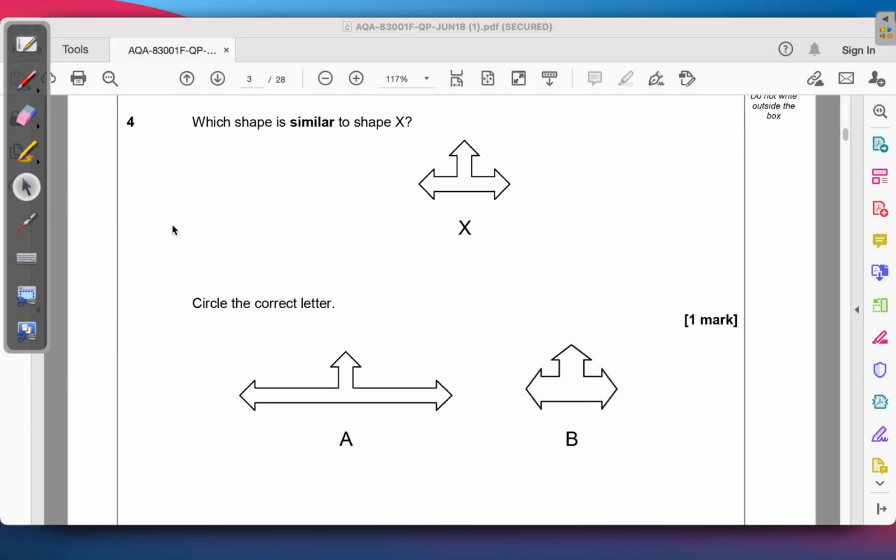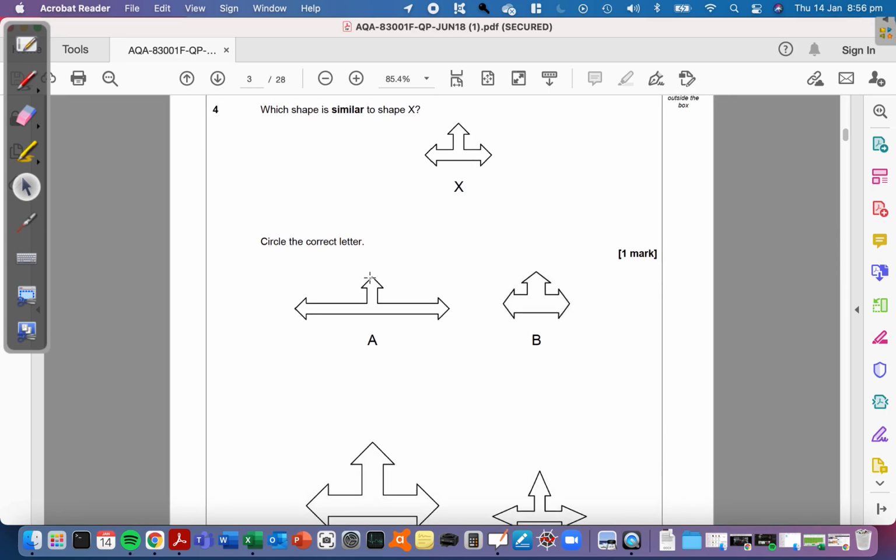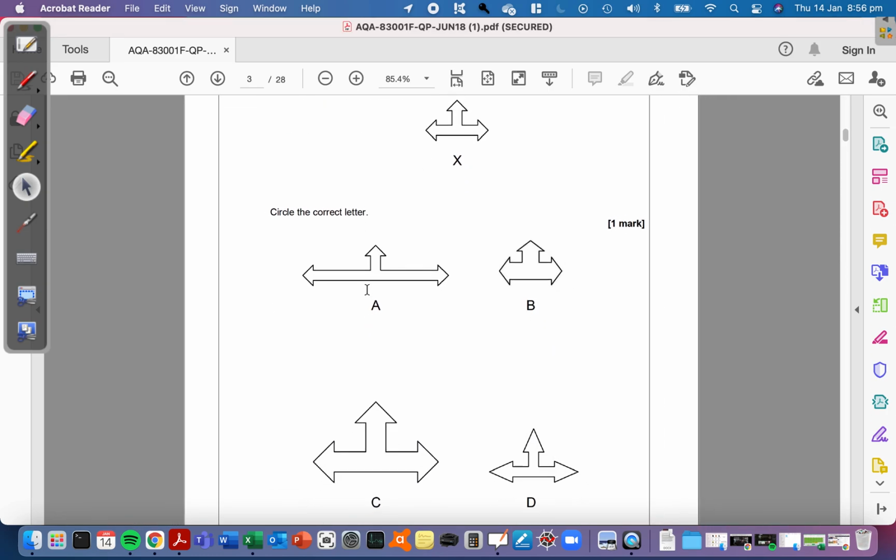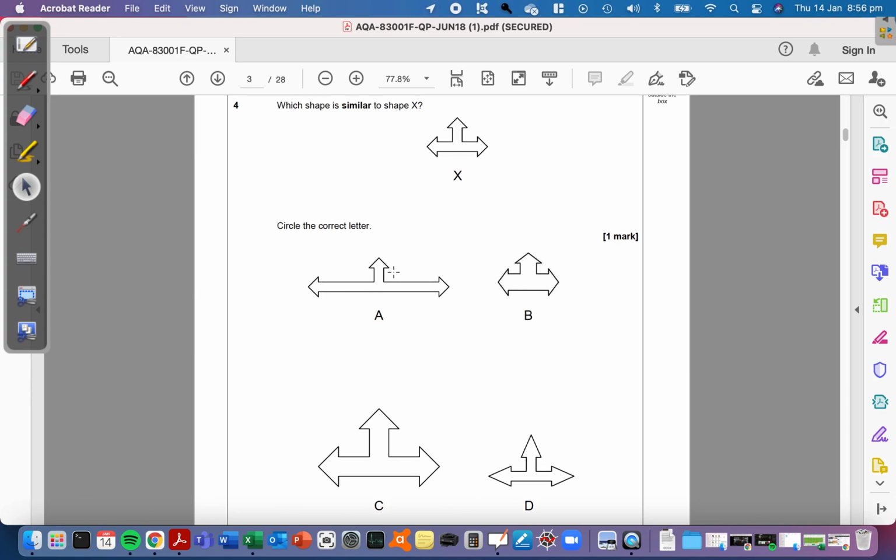Okay, and next we have which shape is similar to shape X. Now what similar means is that if you took the shape and you stretch it or make it bigger, all of the dimensions are bigger by the same proportion. So imagine you have a person and you make their arms 2 meters longer than they are at the moment, but you leave everything else the same. They're going to look a bit strange, okay? But if you took a person and made their arms 2 meters longer, but you made everything else about them larger by the same proportion, they wouldn't look so strange.